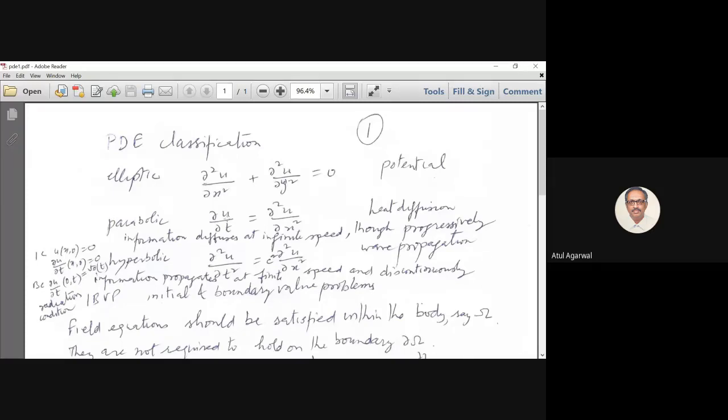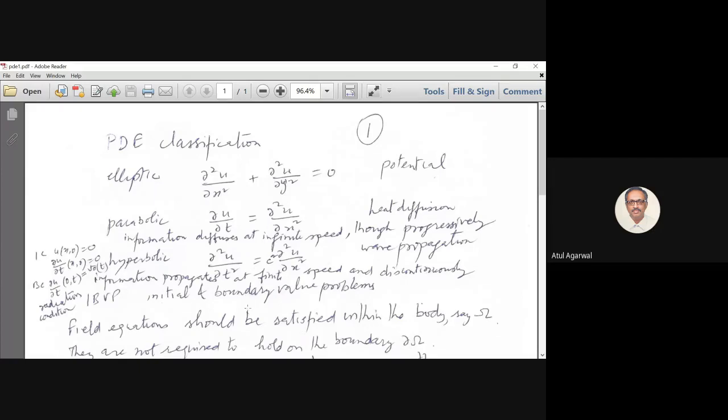In a parabolic differential equation, information diffuses at infinite speed, though progressively. I will explain what is the meaning. And for the hyperbolic differential equation, seen in the case of wave propagation, information propagates at finite speed. Your c here is the speed of travel of information. But solutions are seen discontinuously. So a wave front propagates discontinuously.